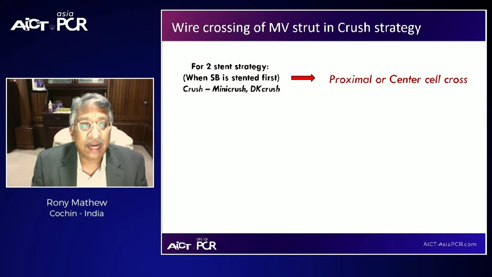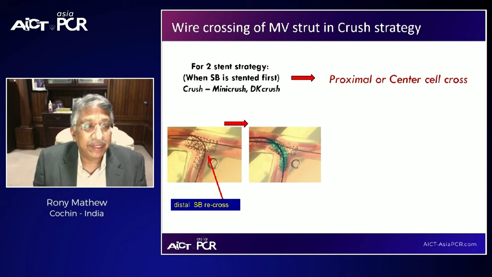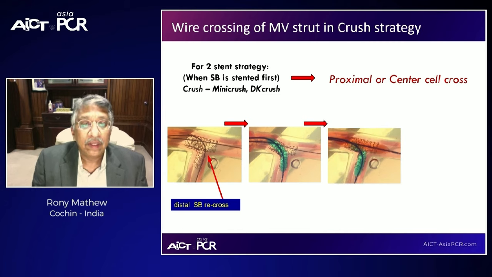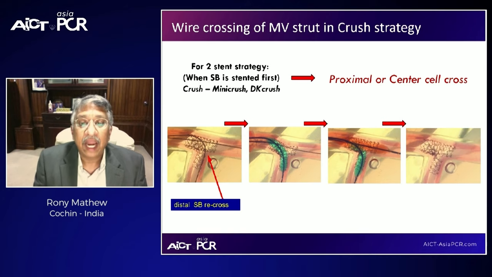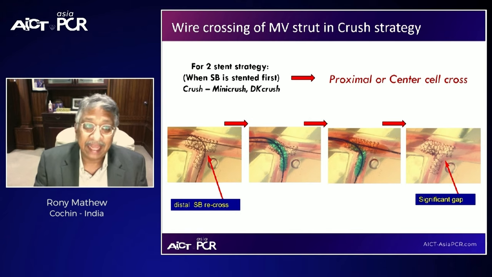Now, in a crush strategy, on the other hand, you have to do a proximal and a center cell cross. I believe it should be a center cell cross and I will tell you why. The reason why you should not do a distal cross is what I've been trying to show over here. If you cross abluminally and you open the balloon, you would push the abluminal strut proximally, and you will get an area that is uncovered, like what you see over here, and a significant gap. That is why you do a proximal and a center cell cross.